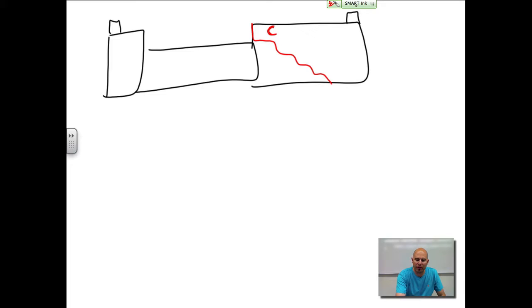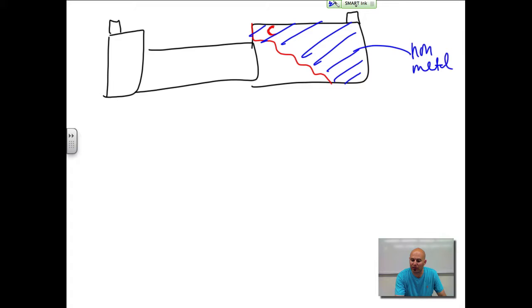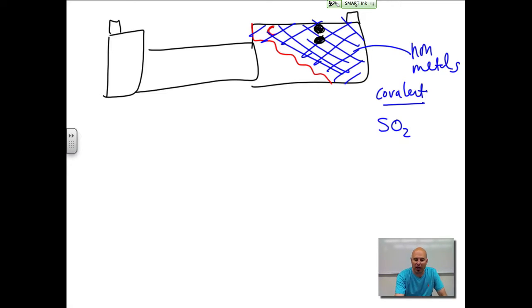If both elements are in this right side, if they're both here, these are some non-metals. If they're both in here, and they're getting together, these will be covalently bonded. Okay? So you noticed a while ago we had SO2. Well, S and O are both in this area right here. Carbon and oxygen. Okay, so those are examples.